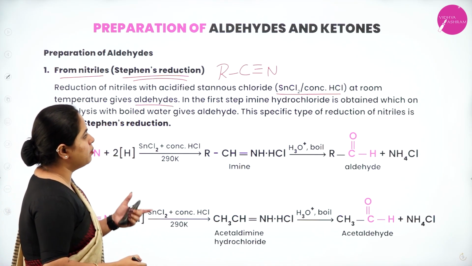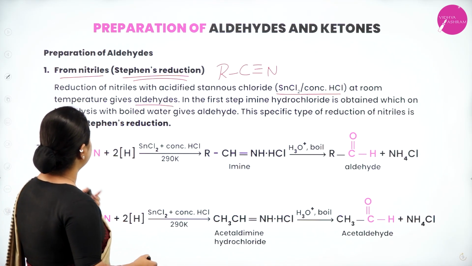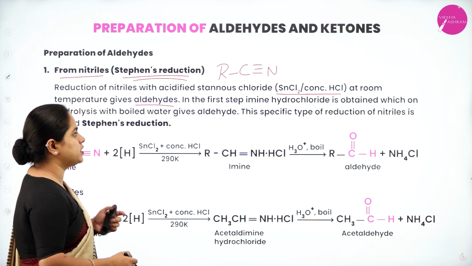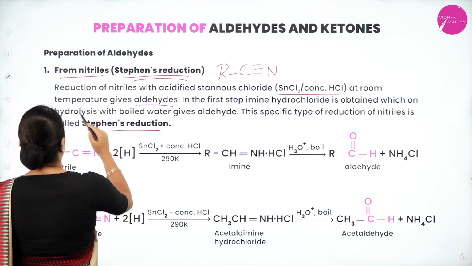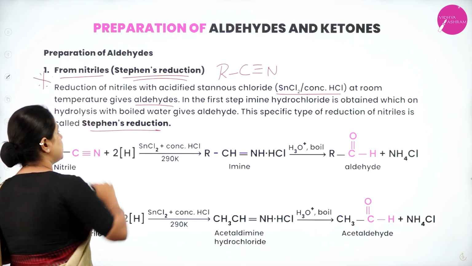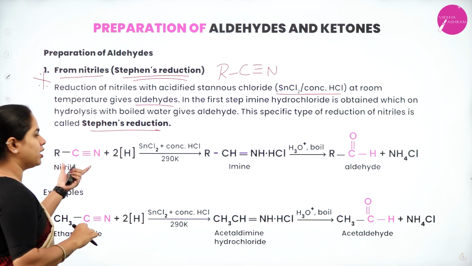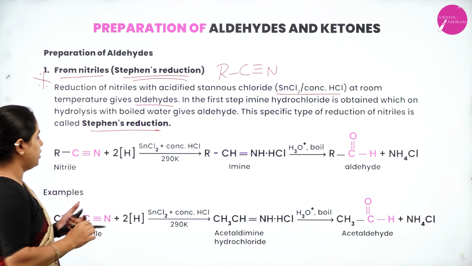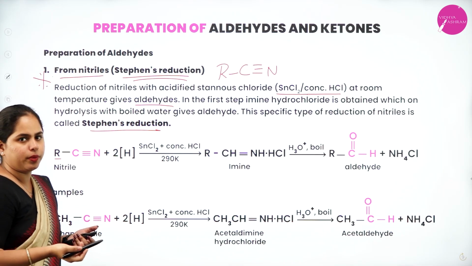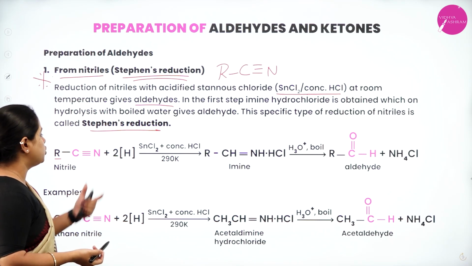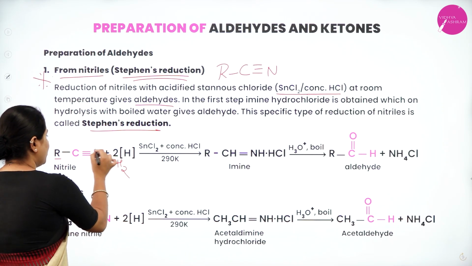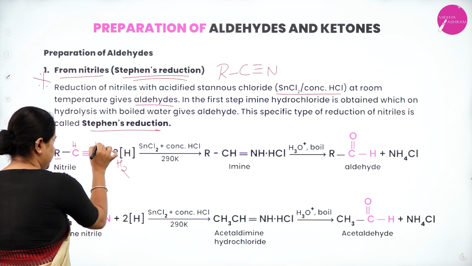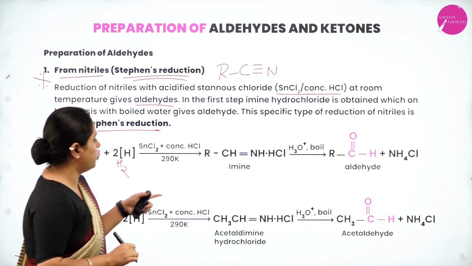In the first step, imine hydrochloride is obtained, which on hydrolysis with boiled water gives aldehyde. This specific type of reduction of nitrile is called Stephen reduction. So this is a named reaction. It is important. So this is your nitrile, R-C triple bond N, and R can be any alkyl group. So what happens? To this we are going to add H2. One hydrogen will be added here. One hydrogen will be added here.